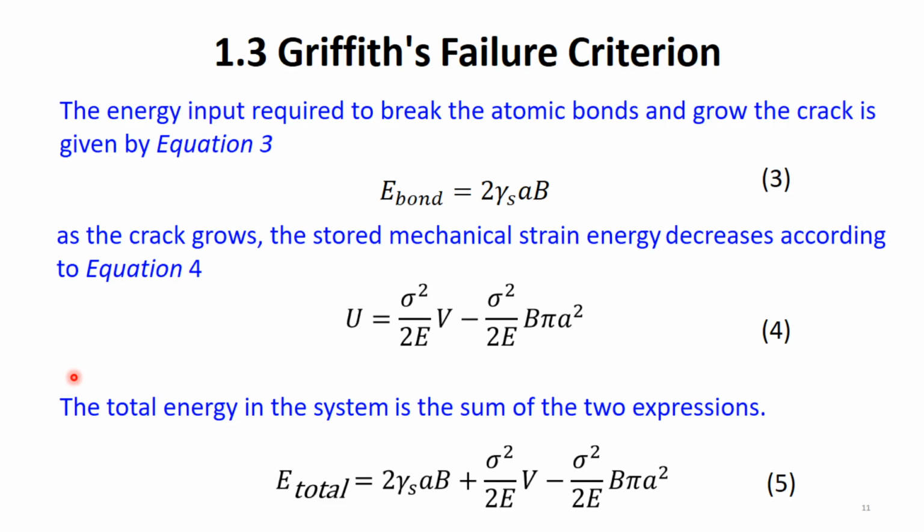Let us calculate the total energy in the system as the sum of these two equations, 3 and 4. So we have equation 5. This is the total energy of the system.